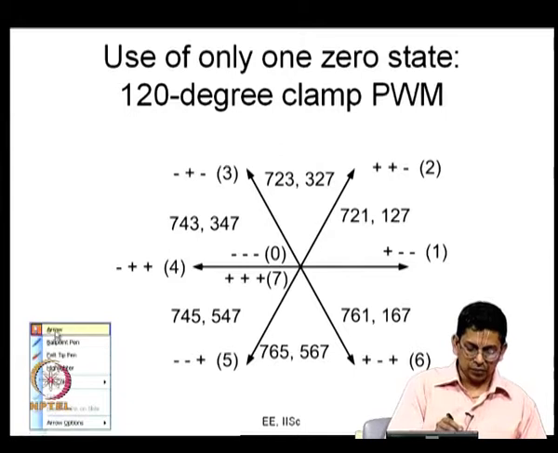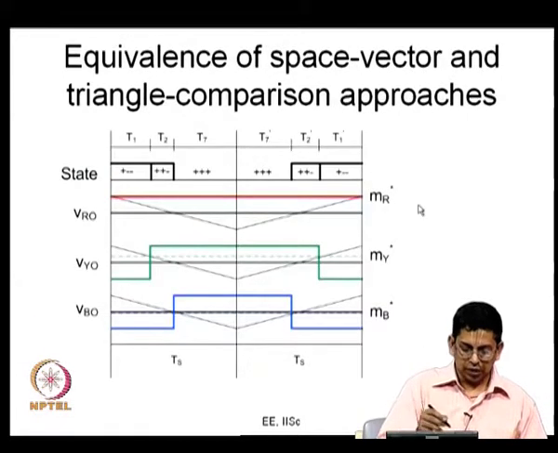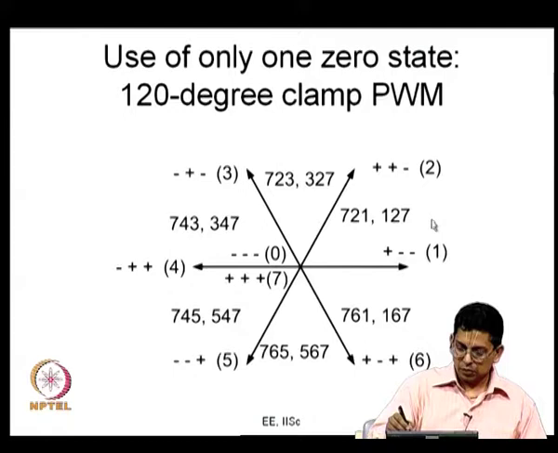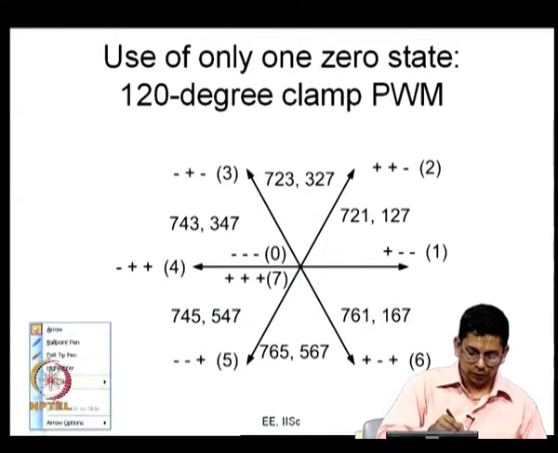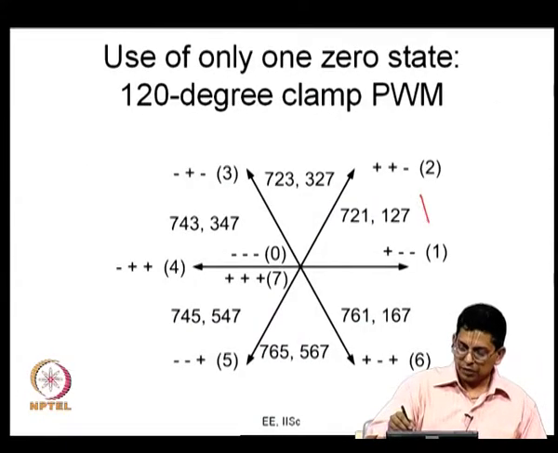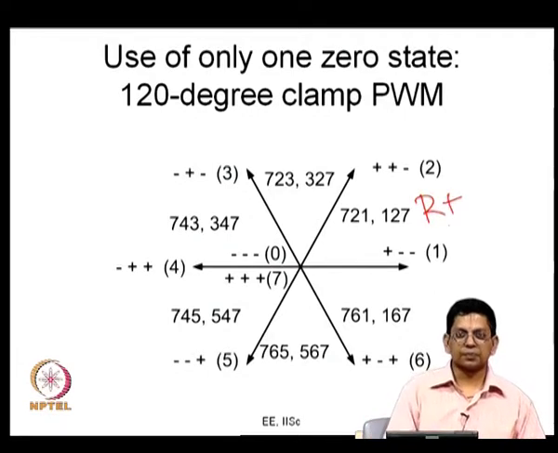Let me just write it down. Let me write down, I am sorry. Oh, sorry. R phase is clamped to the positive DC bus here.